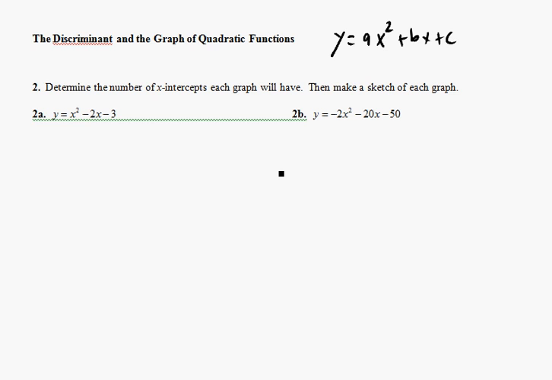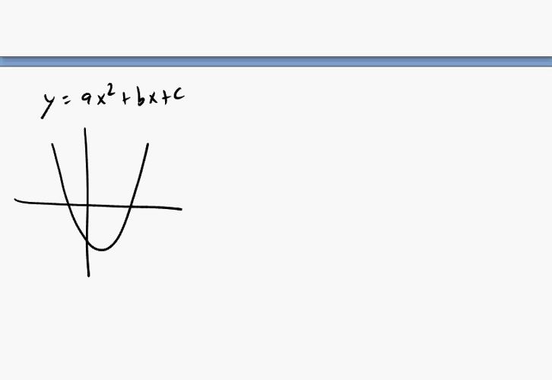Now, in order to determine the number of x-intercepts, let's recall a few things. First of all, the graph of a quadratic function will be a parabola. And if we want to figure out the x-intercepts of the parabola, we want to figure out where the graph crosses the x-axis. And all points on the x-axis will be something, 0. In other words, we will want to figure out what values of x make the output 0.